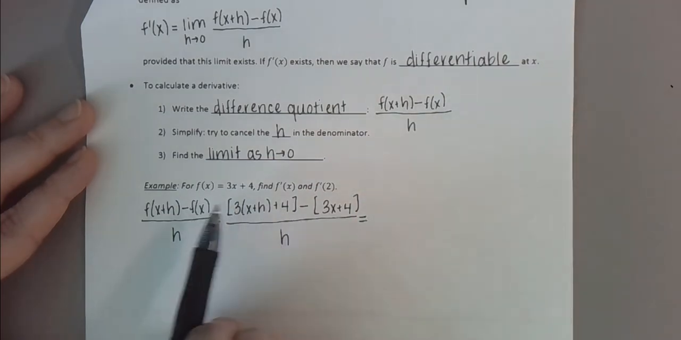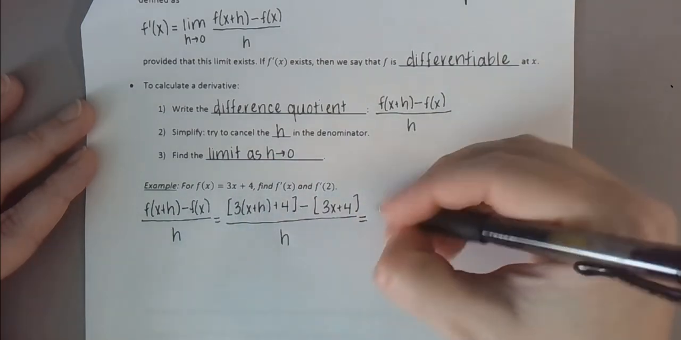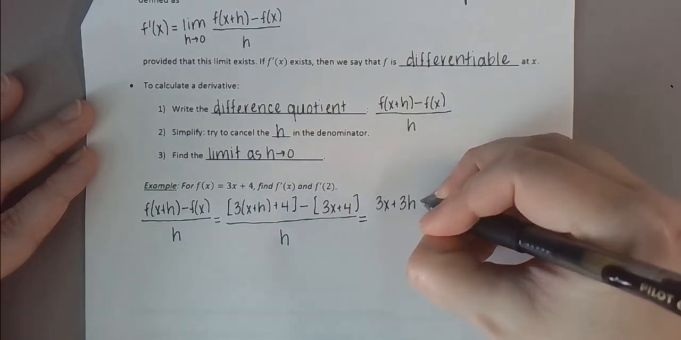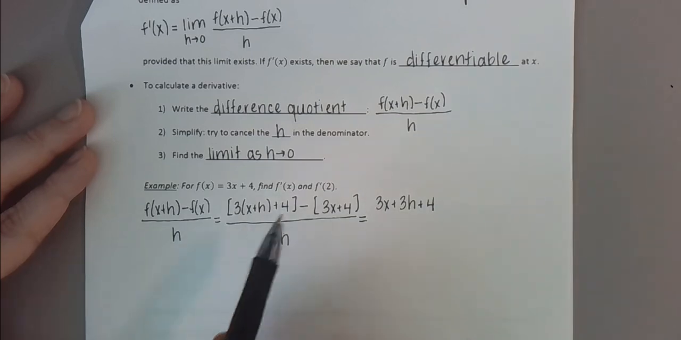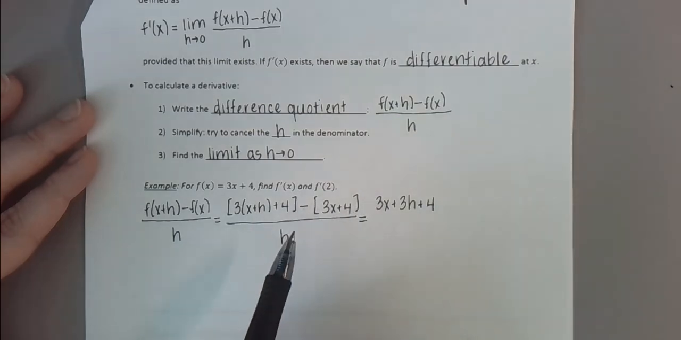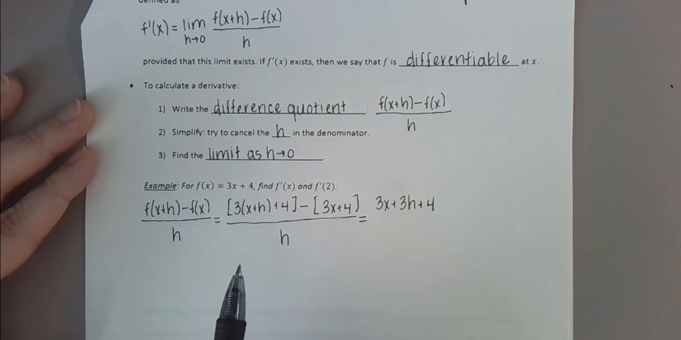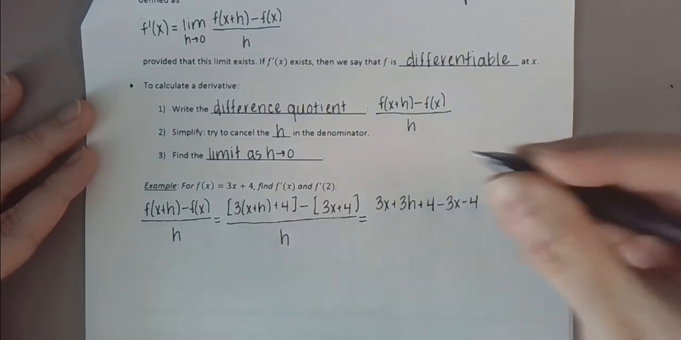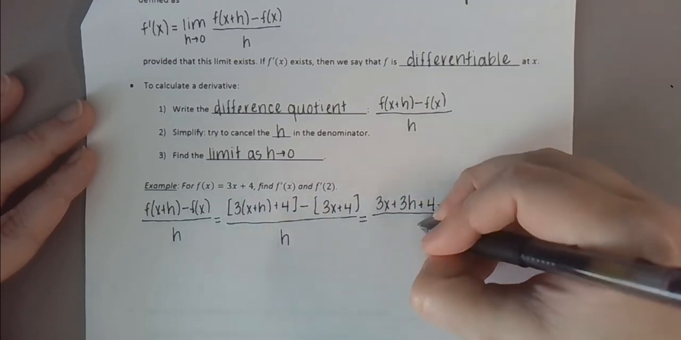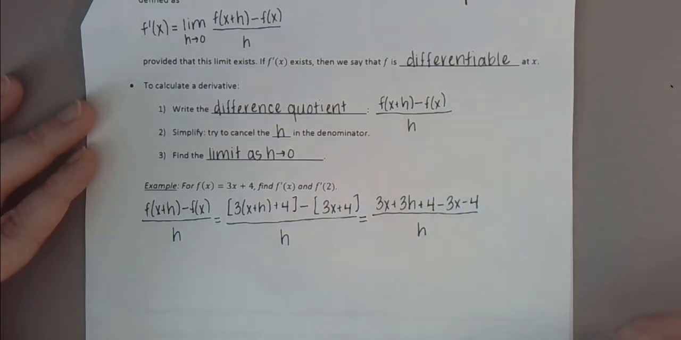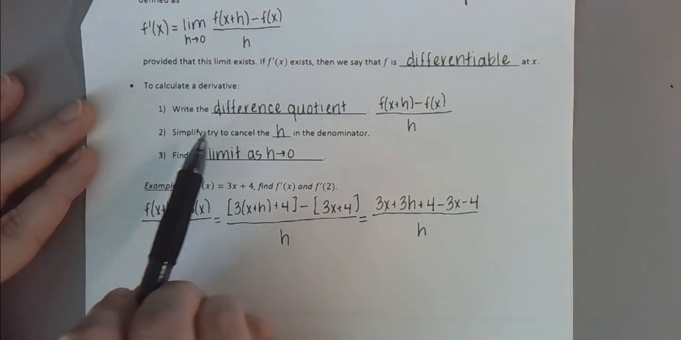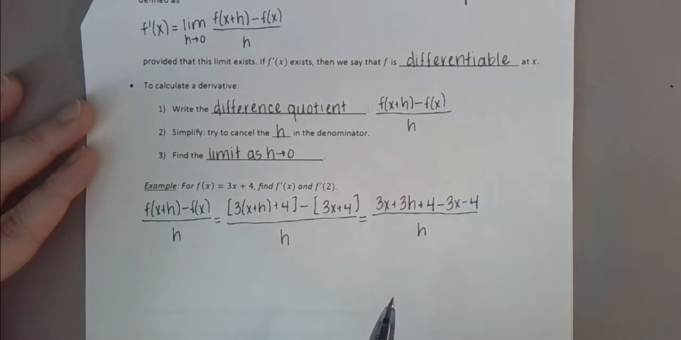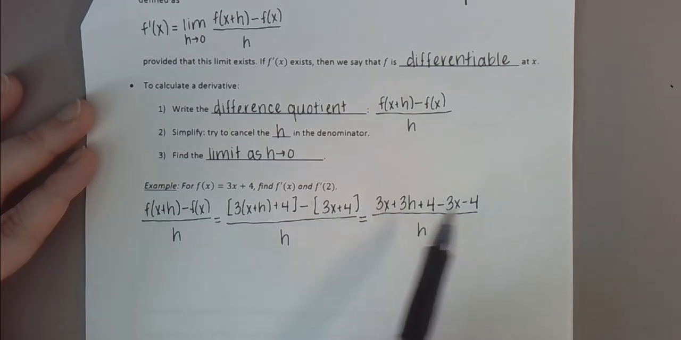Okay, so let's keep going. Here in this first set of brackets, we need to distribute the 3. So that's going to be 3x plus 3h plus 4. And then our second set of brackets is subtracted, which means we can also distribute that subtraction and remove the brackets. So minus 3x minus 4, all of that divided by h. Okay. Now the focus again is on simplifying to the point where we can get rid of the h in the denominator. The goal is to eliminate this h. So let's see what happens in the numerator.